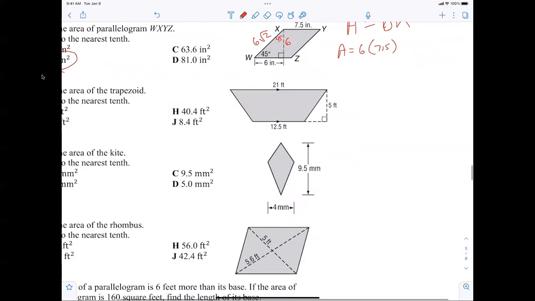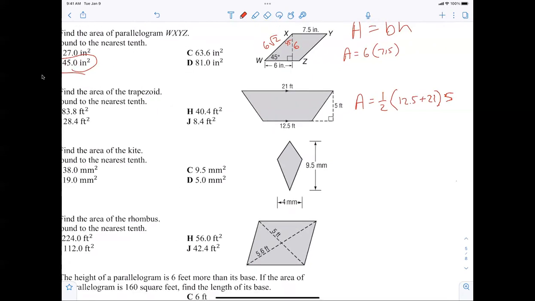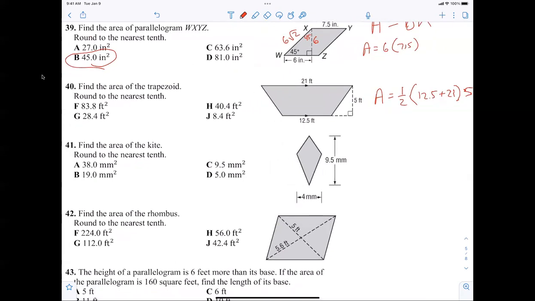Okay, area of a trapezoid. Area is equal to the average of the bases, 12.5 times, or I'm sorry, times what? Plus 21, times the height, which is 5. So what do we get for that? Is it 83.8, guys? 83.8.